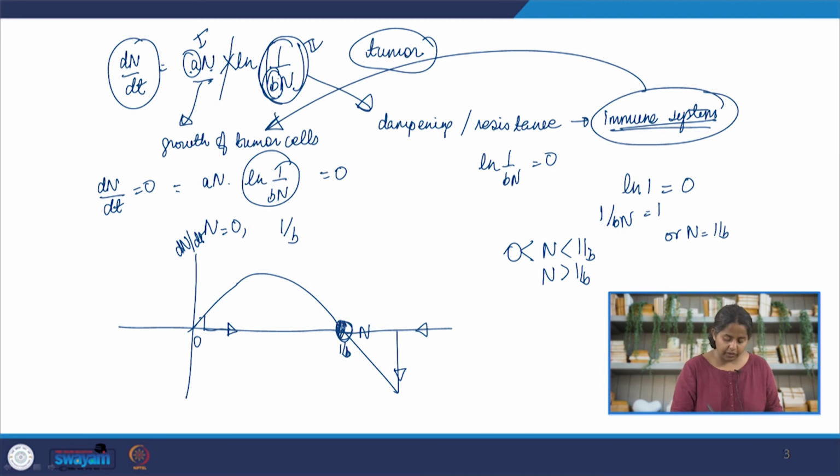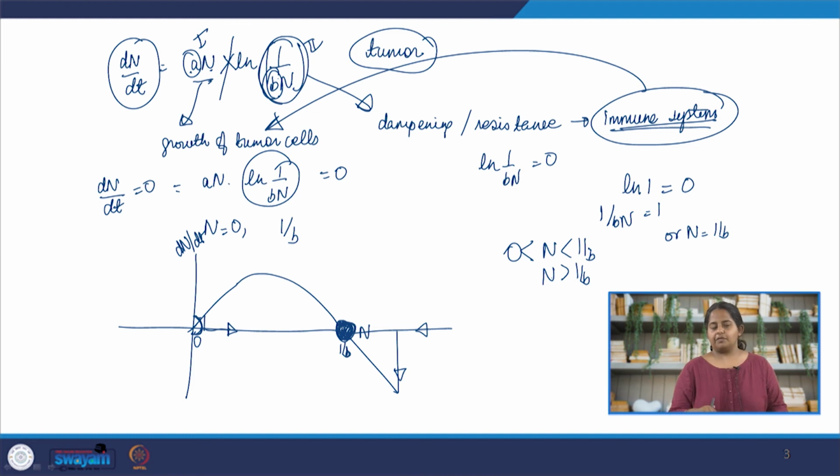So, n equal to 1 by b is a stable fixed point. The flow is moving away from 0 on the right side. So, at least on the right side we know that 0 is an unstable fixed point. Here we cannot interpret this model for n less than 0, which is not required because this model is used for natural objects of which negative does not really exist. So, here we have an unstable fixed point 0 and a stable fixed point n.